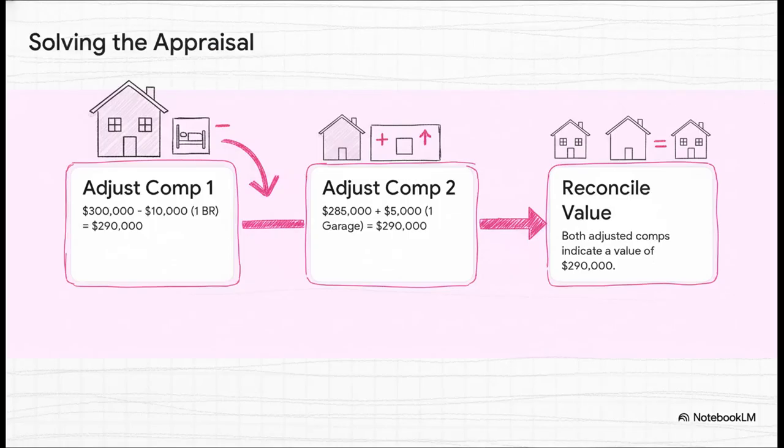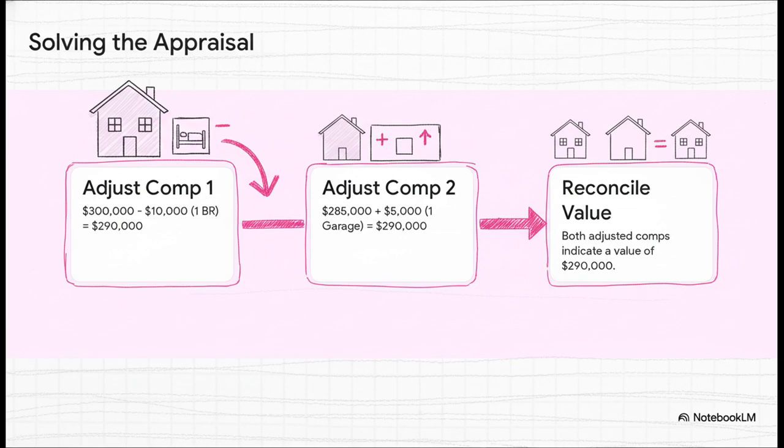So here's how we tackle this. Comp number 1 is better. It's superior. It's got that extra bedroom. So what do we do? We subtract that 10 grand from its sales price. Comp number 2, on the other hand, is inferior. It's missing a garage. So we need to add 5 grand to its price.